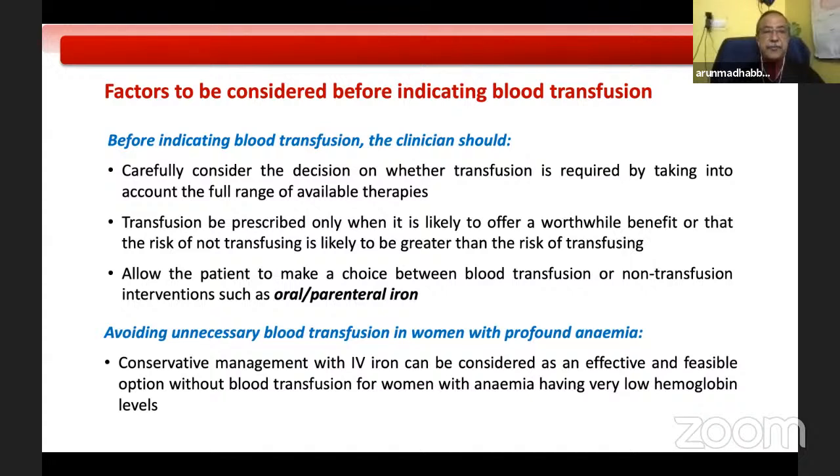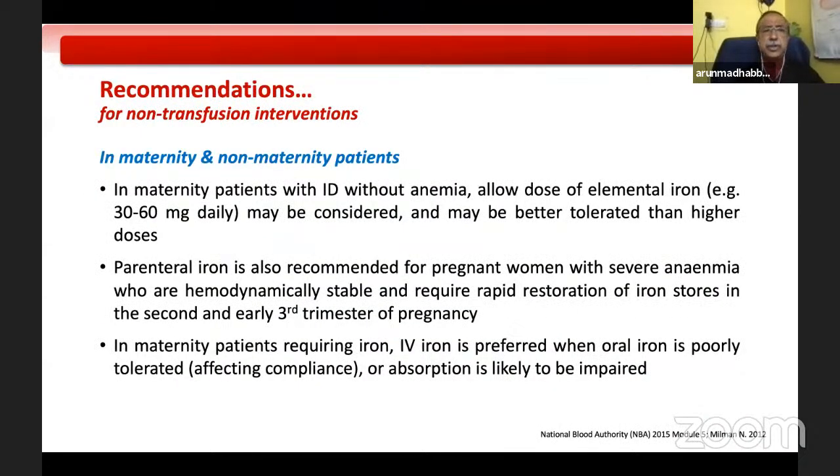We must avoid unnecessary blood transfusion in women with profound anemia as well. So certain recommendations always exist, especially in our discipline. With iron deficiency without anemia, we can always incorporate 30 to 60 milligrams of elemental iron for every woman, provided she tolerates it perfectly well.